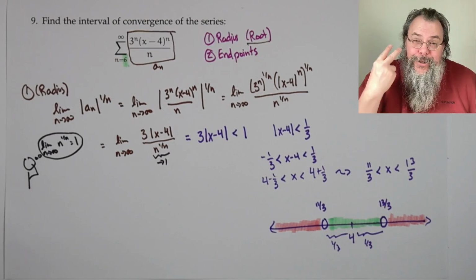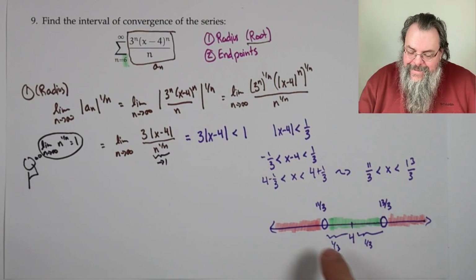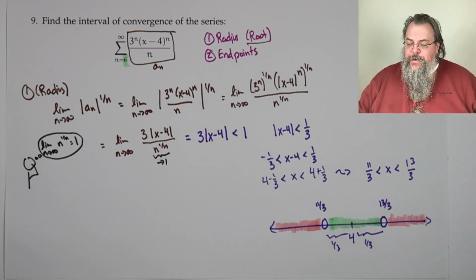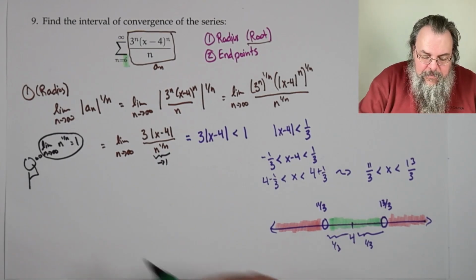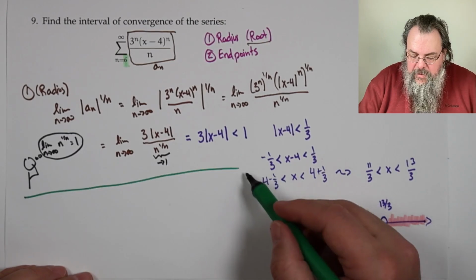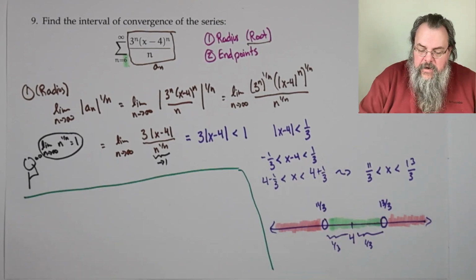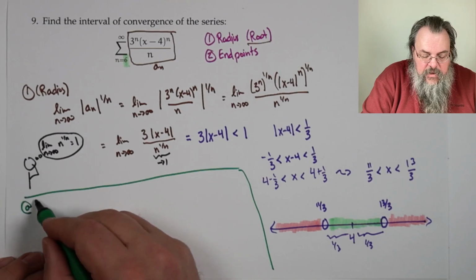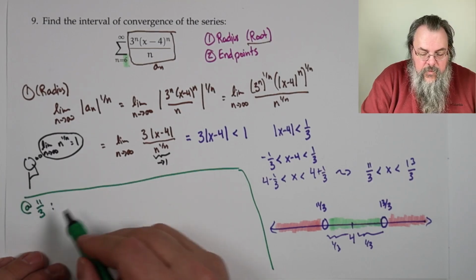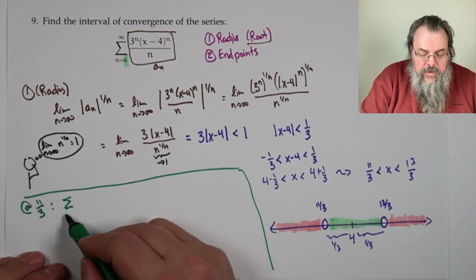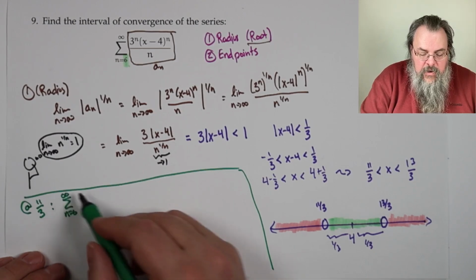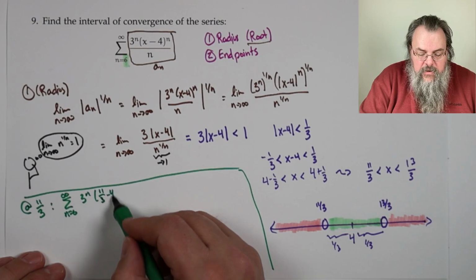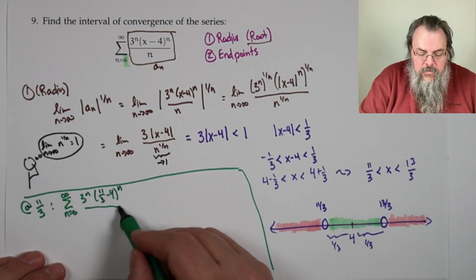But we're left with 2 points. These 2 endpoints. And that's why we have our step 2. What happens when we plug in these endpoints? So let's plug those in. All right, so we'll start here at 11 thirds. At 11 thirds, we have the sum from 6 to infinity of 3n times (11 thirds minus 4) to the n over n.